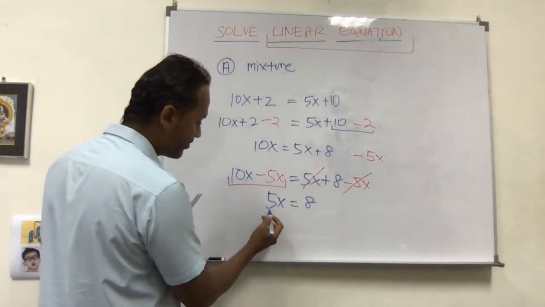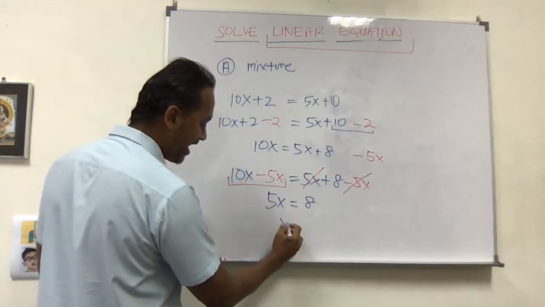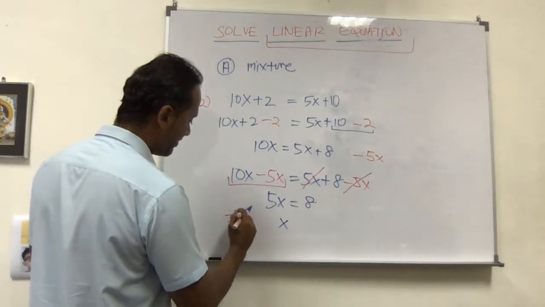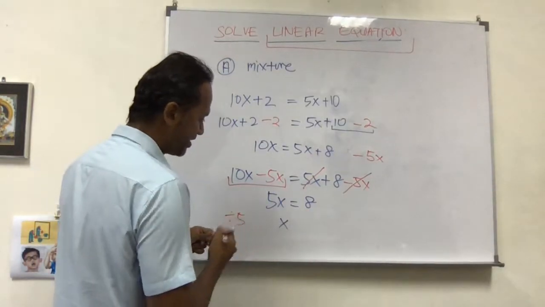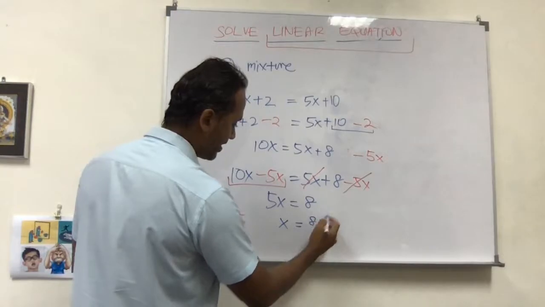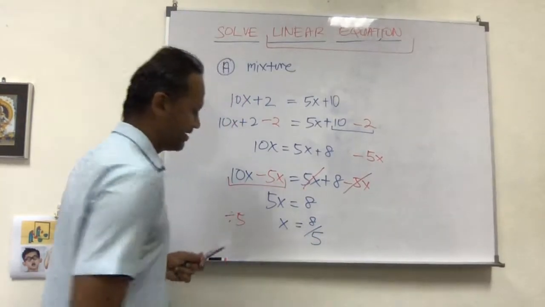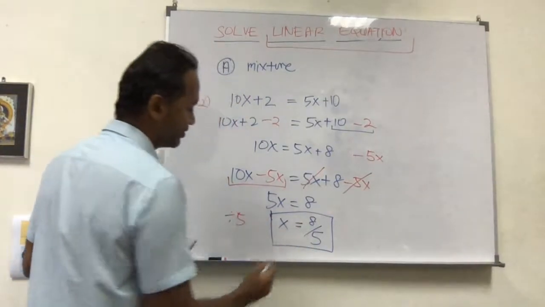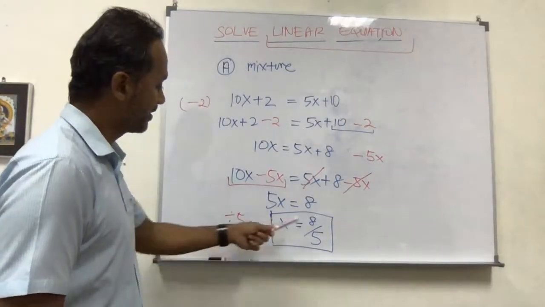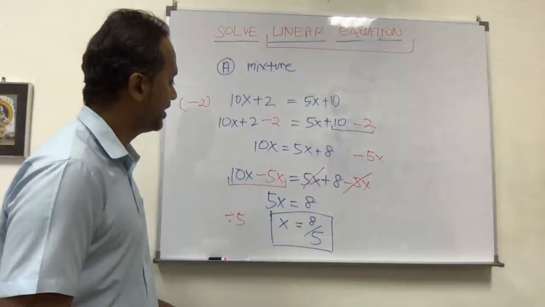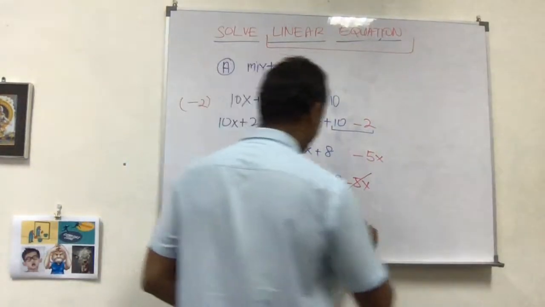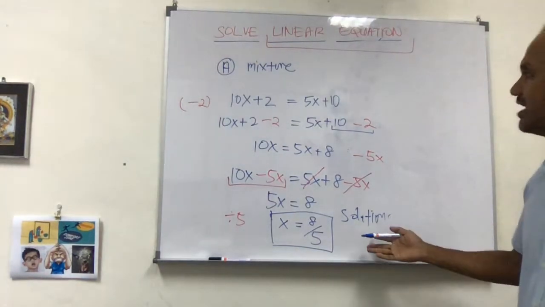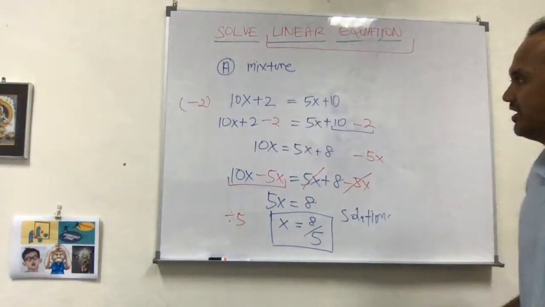Now we need to further get just x. In order to do that, we have to divide this by 5, and we have to divide by 5 on the right as well. So finally, the solution is x equals 8 over 5. So that is our solution. Of course, we can always check whether this is the right solution or not by putting it in here.